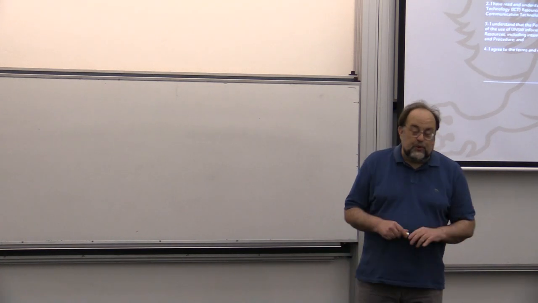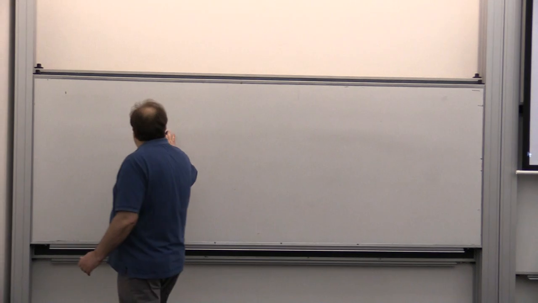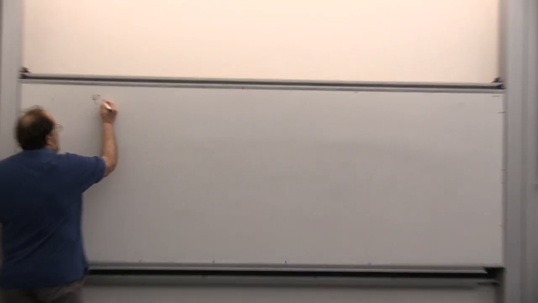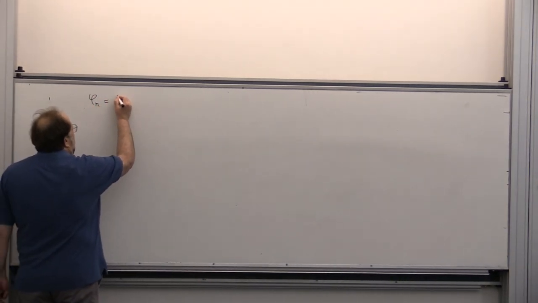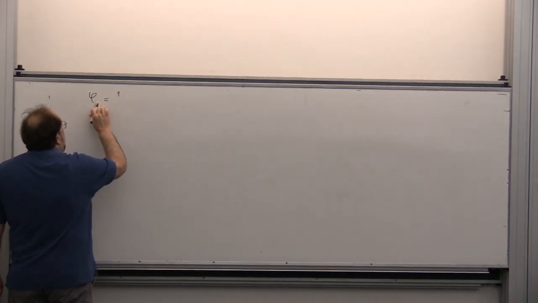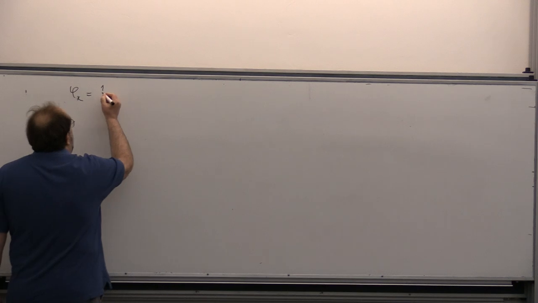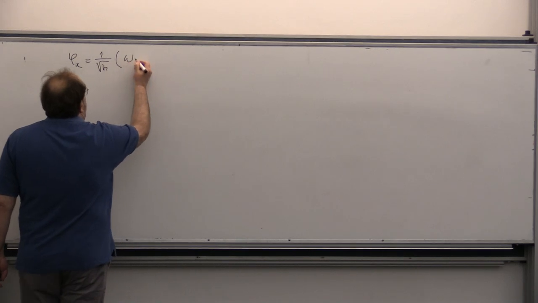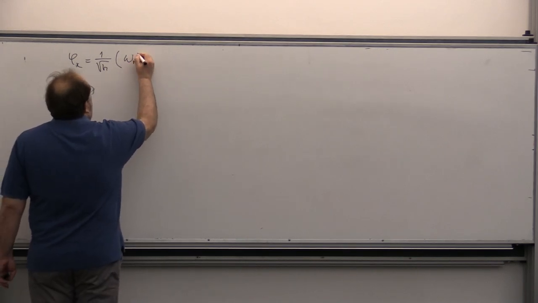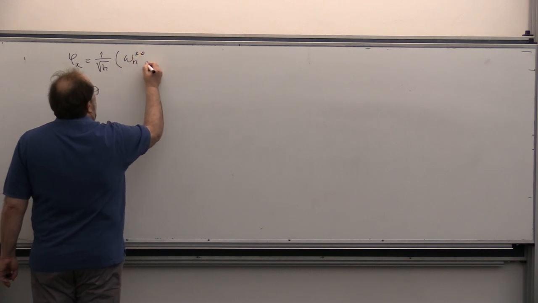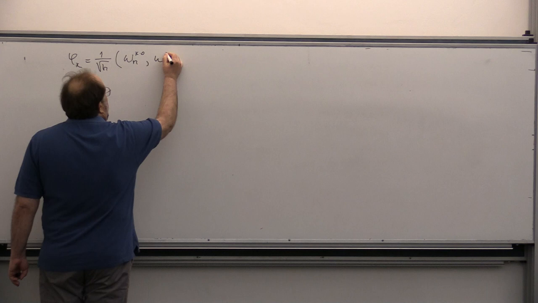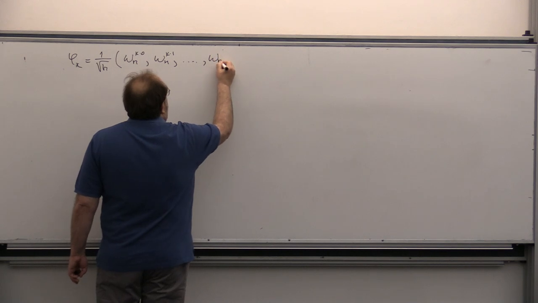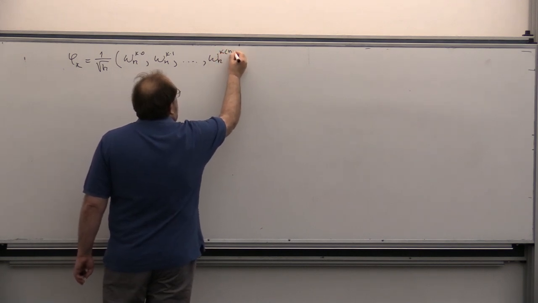So today we want to do JPEG. Let me just very briefly remind you, we consider the following basis: phi k equals 1 over square root n, times omega n to the power k times 0, omega n to the power k times 1, and so forth, omega n to the power k times n minus 1.